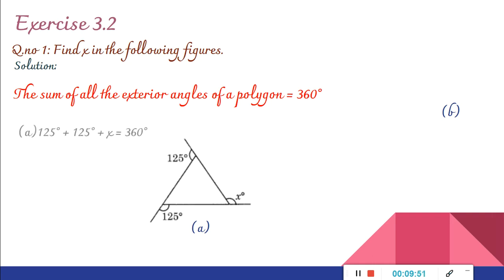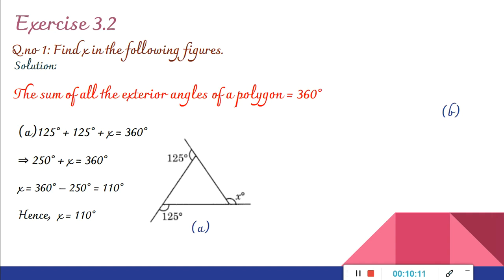So let's see. So here 125 degree plus 125 degree plus x, that is equal to 360 degree. So 250 degree plus x is equal to 360 degree. So x is equal to 360 degree minus 250 degree. So that is equal to 110 degree. So we got here the value of x is 110 degree. Okay. The same way, second one, B.